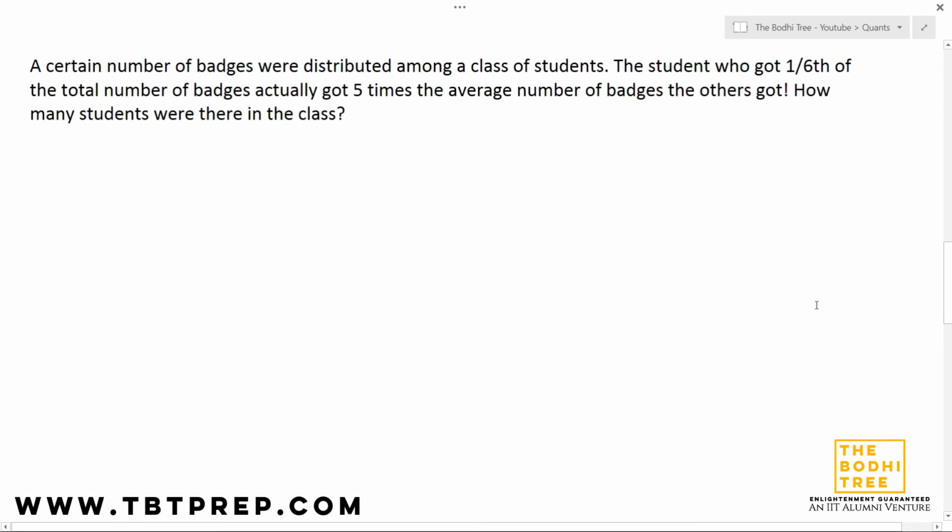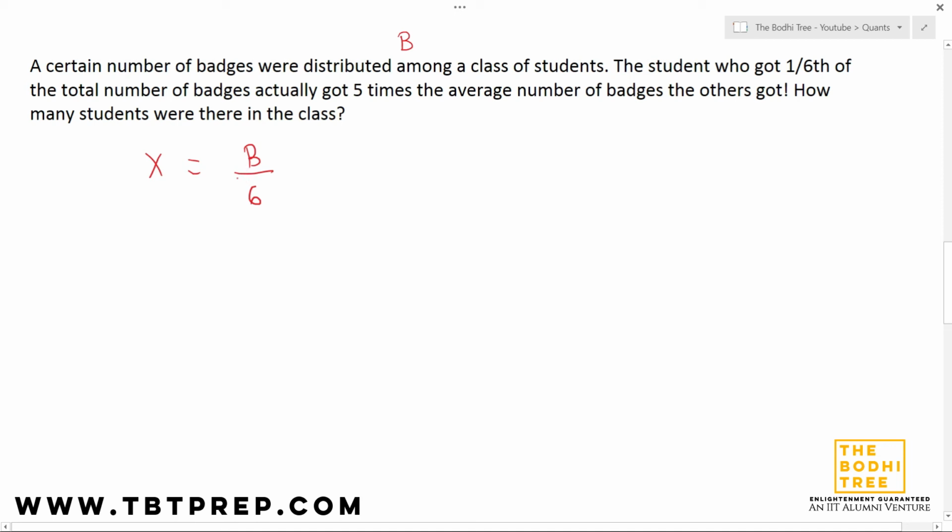Let us look at the third question. A certain number of badges were distributed among a class of students. Alright, so let the number of badges distributed be B, right? B stands for badges. The student who got 1/6 of the total number of badges. So there's some student X, he got 1/6 of the total number of badges, that is B by 6, actually got 5 times the average number of badges the others got.